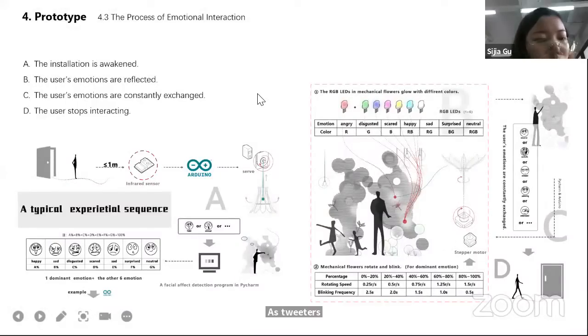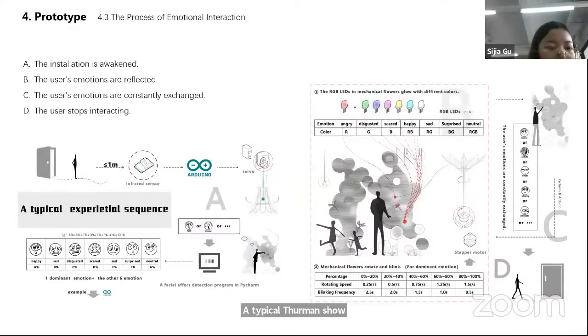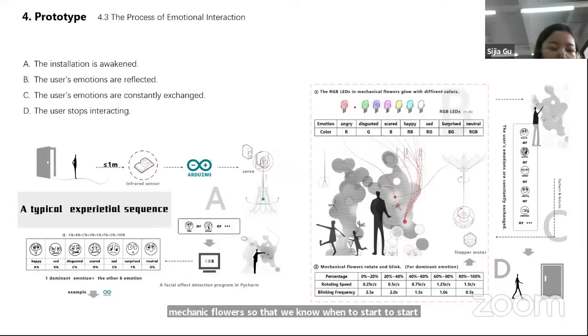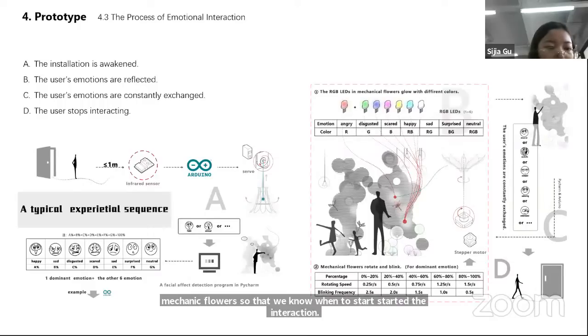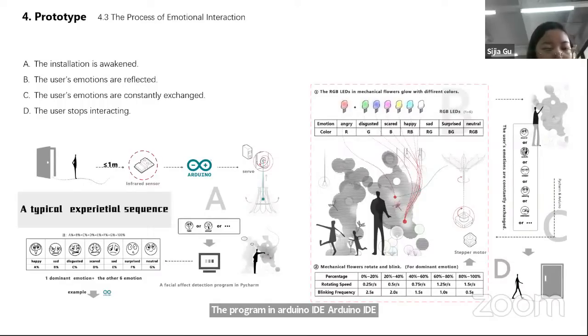A typical experimental sequence will be divided into 4 parts. First, the installation is awakened. We use an infrared sensor to detect the distance between the user and the mechanic flower so that we know when to start the interaction. The program in Arduino IDE will enable the servo on mechanic flowers that present emotion of users to rotate or open.